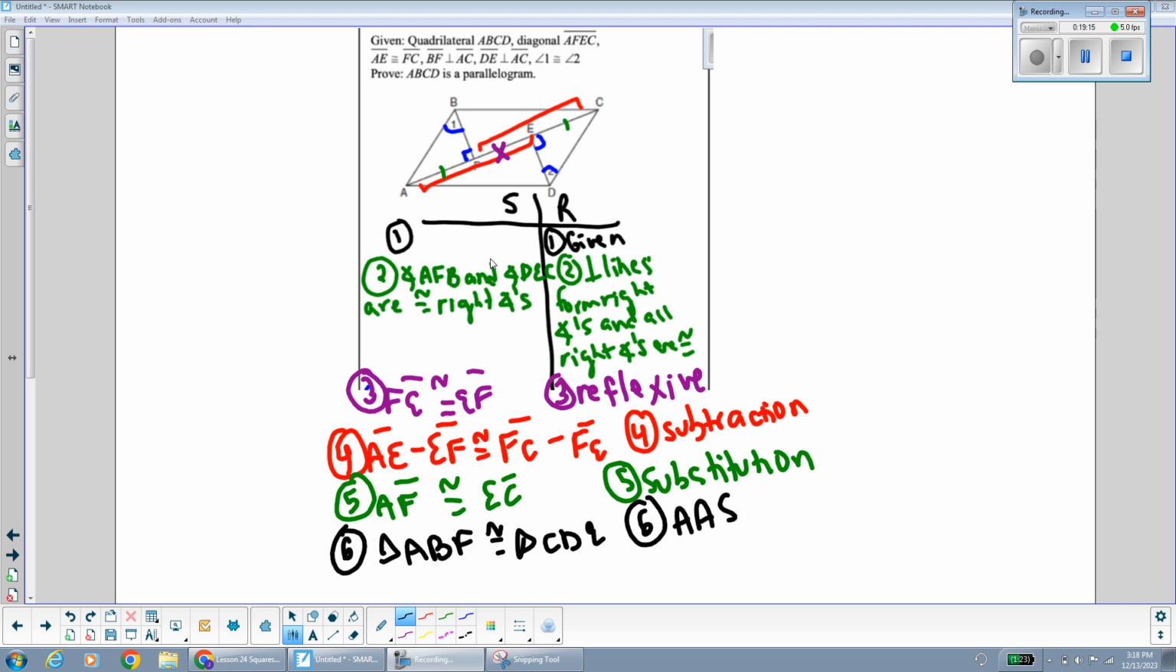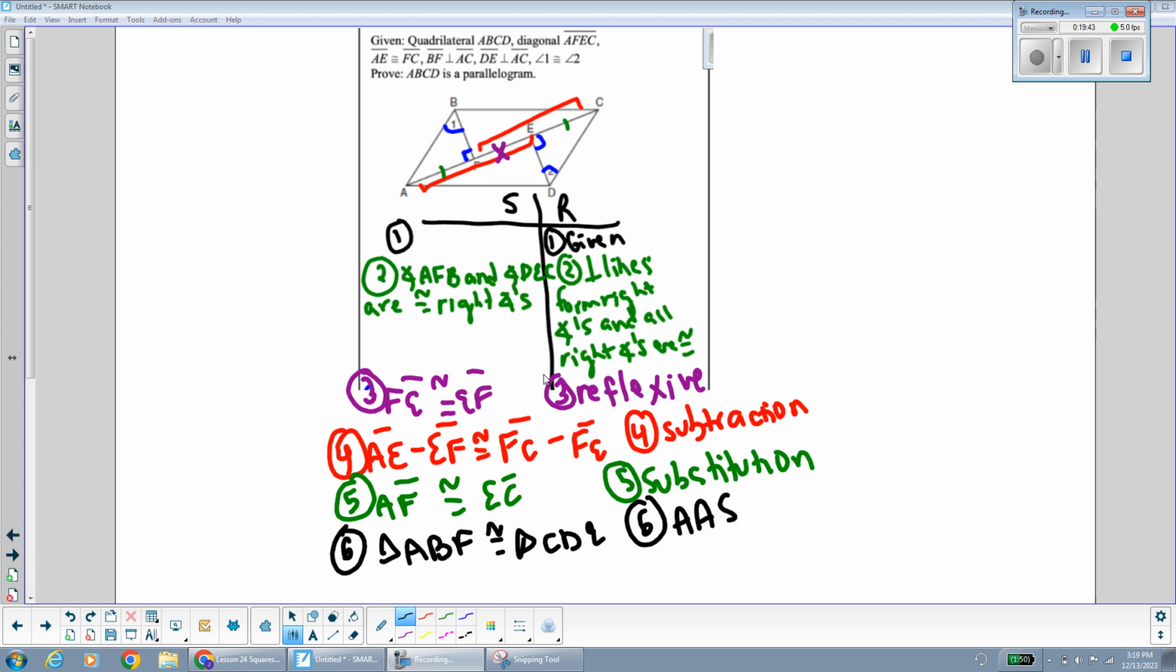Then for my subtraction, I first need to state that FE is congruent to itself by reflexive, because I'm going to be subtracting it from AE to get AF, and I'm also going to be subtracting it from FC to get EC. So here I have my actual subtraction. AE, take away EF, leaves us with just AF, and FC, take away FE, just leaves us with EC, which is what we need.